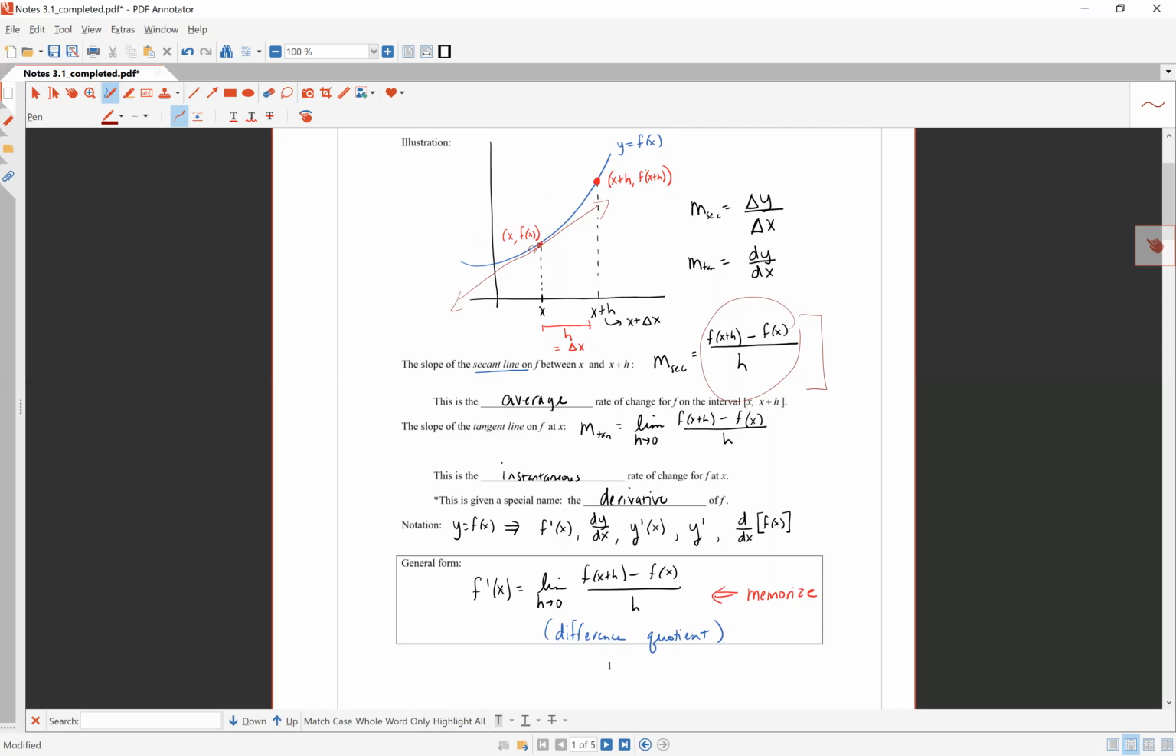And there's all kinds of notation: f prime of x, dy dx, y prime of x, and this thing that kind of looks like a quotient right there. This is called the definition of a derivative: the limit of this difference quotient as h goes to 0 is called the derivative of f of x. This difference quotient is very important, so memorize it, because you'll be asked to calculate the derivative based on it.